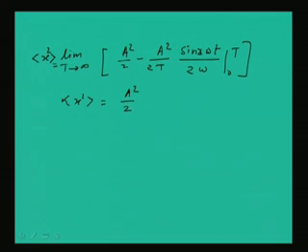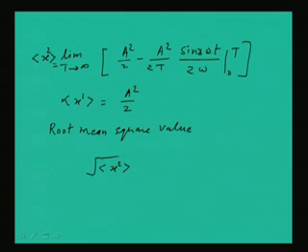and there is another term that is called root mean square value. So that is the square root of the mean square. So it will be a by root 2, and that in fractional form we can write as 0.707 a. This is for the sine wave.